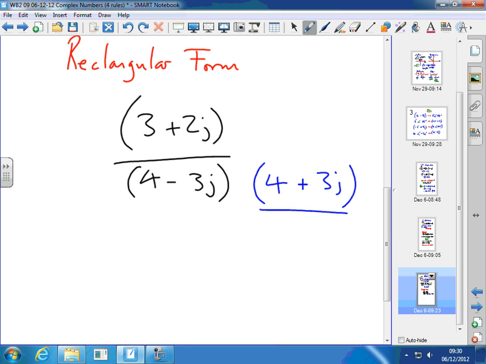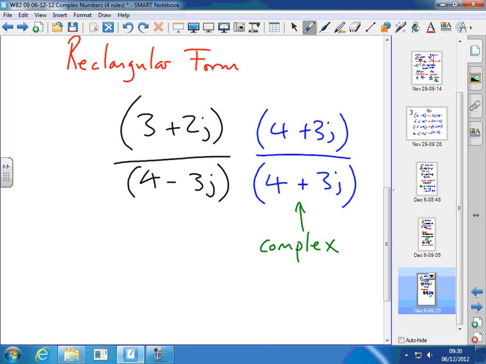If we do that, though, we must also multiply the top by the same thing, because otherwise we'd be changing the division. We can do what we like in a fraction to the top, so long as we do the same to the bottom. So you multiply top and bottom by this thing called the complex conjugate. The name's not important, but there it is.